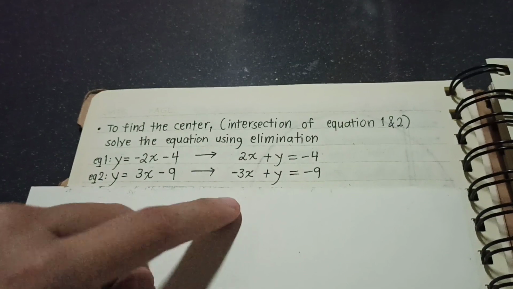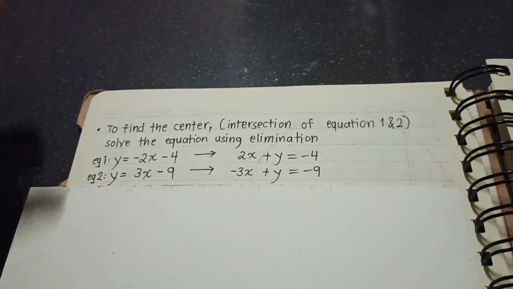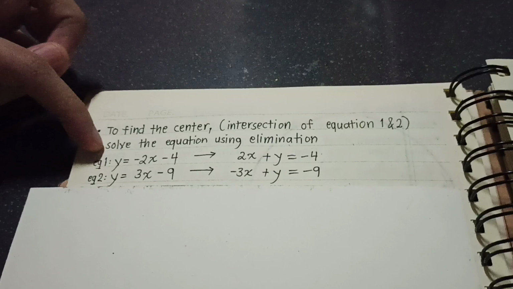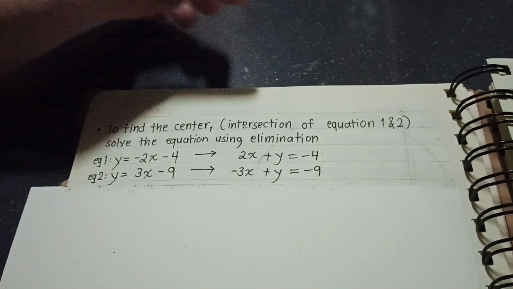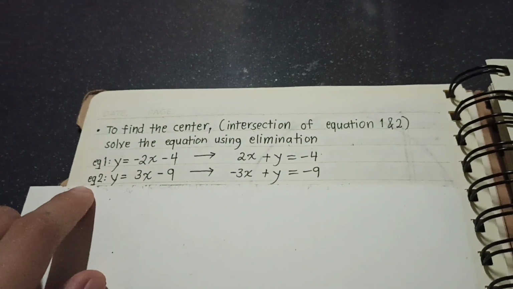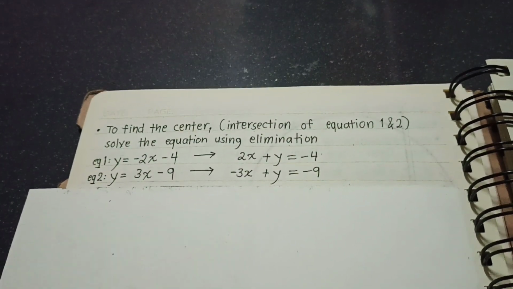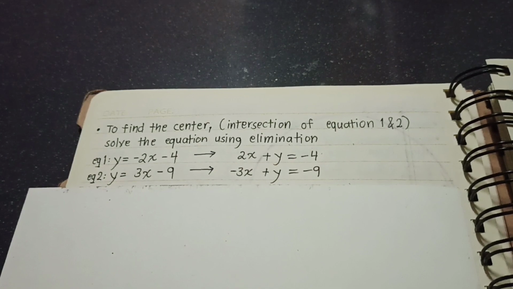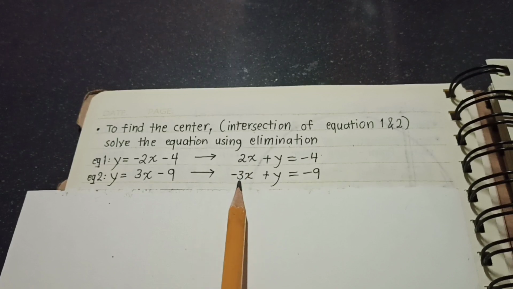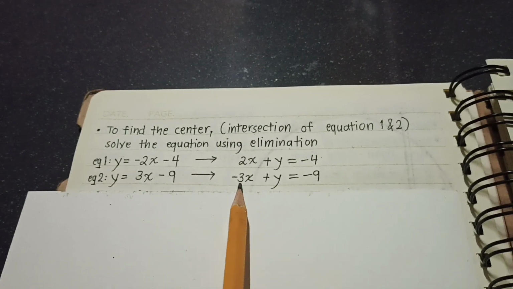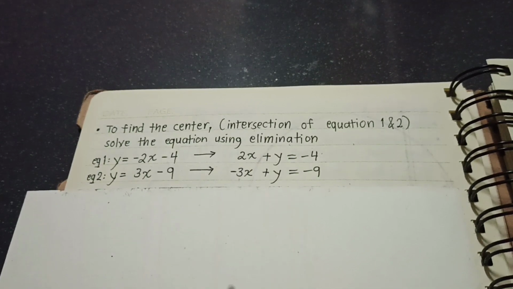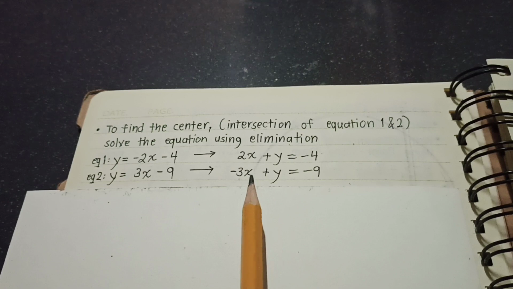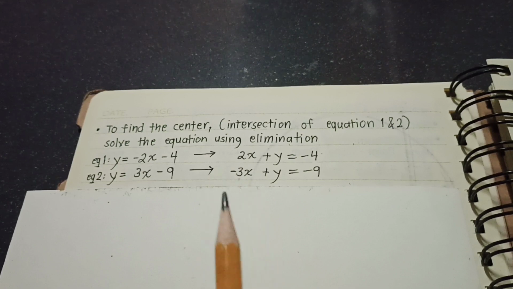But here, I have transposed the negative 2x to the left side, so it turned to be 2x plus y is equal to negative 4. Then 3x to the left side, it became negative 3x plus y is equal to negative 9. I left the 3 negative there. It's fine in elimination method, but if it's in standard format, it is not allowed to be negative.